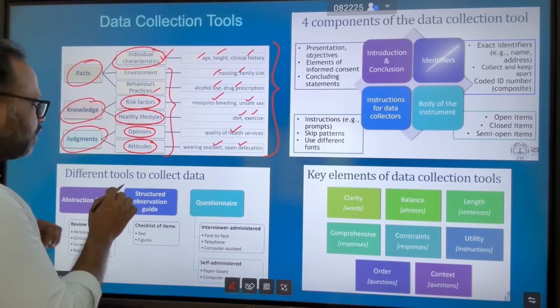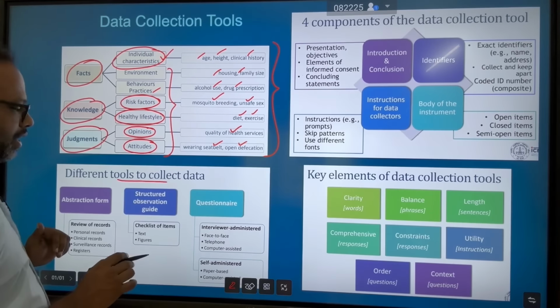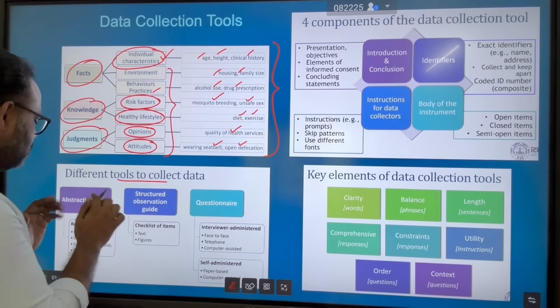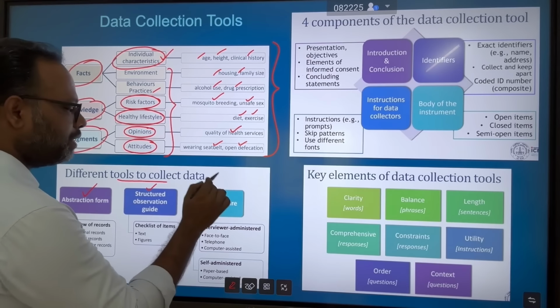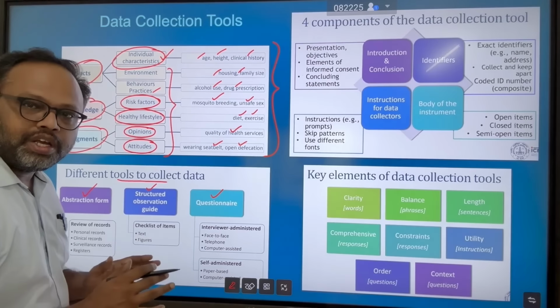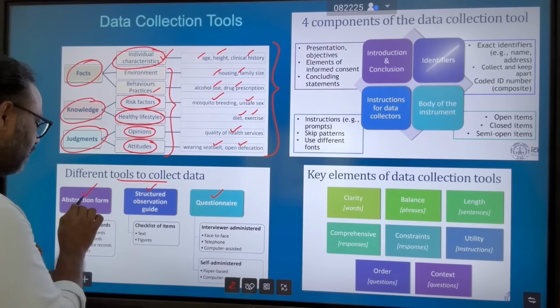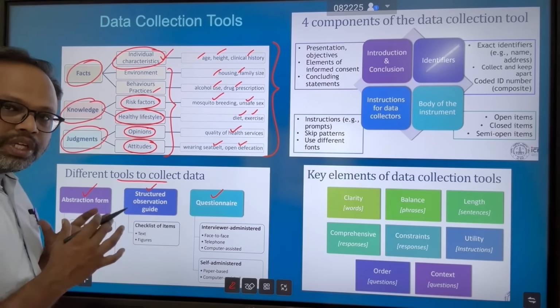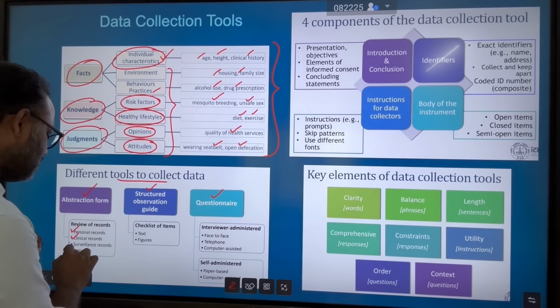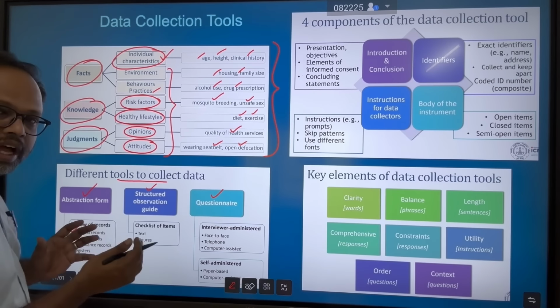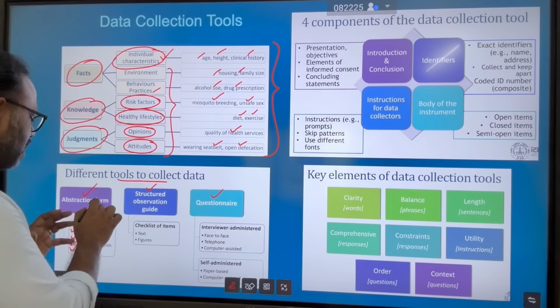And what are the different tools to use to collect data? We have three type of tools. Number one is the abstraction form. Number two is the structured observation guide. Number three is the questionnaire, which we commonly use in most of the health researches. In the abstraction form, we will review the records. We take either the personal records or the clinical records or the surveillance records, registers. We will get the information from the abstraction form.